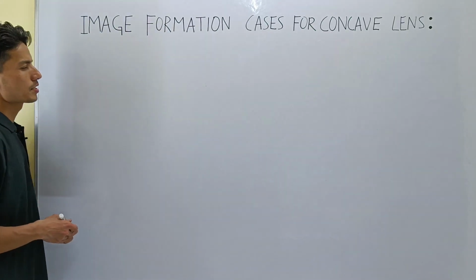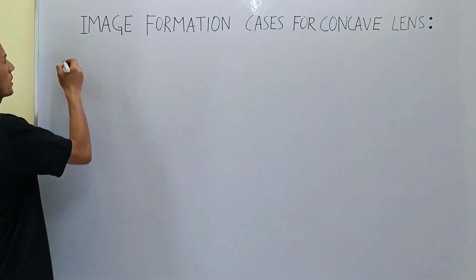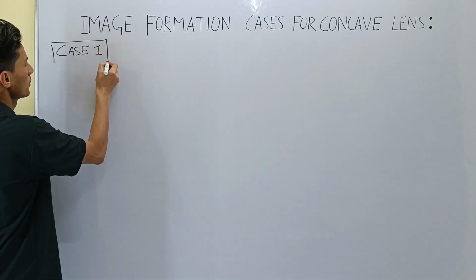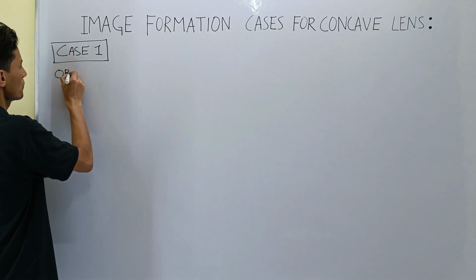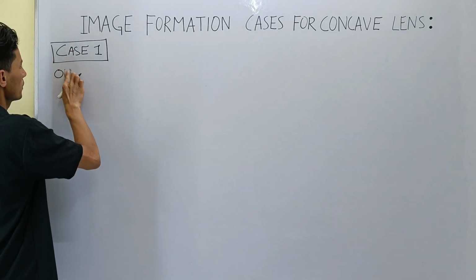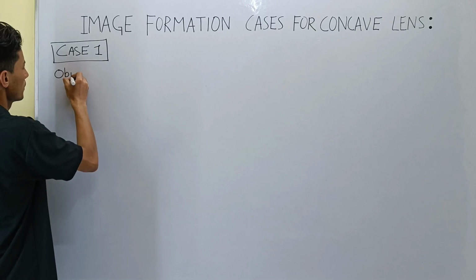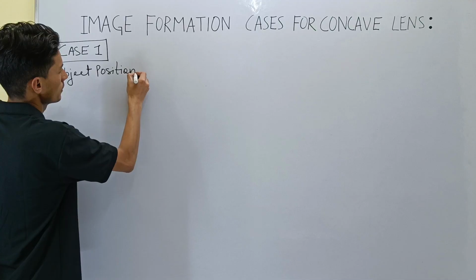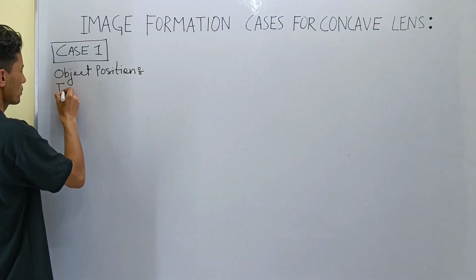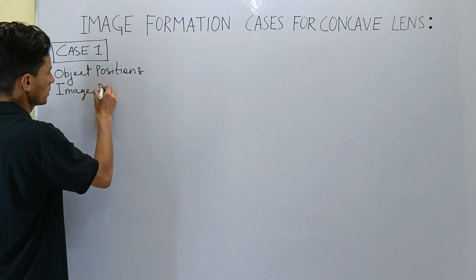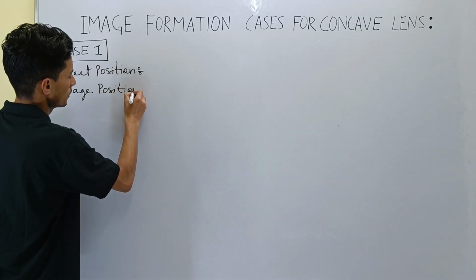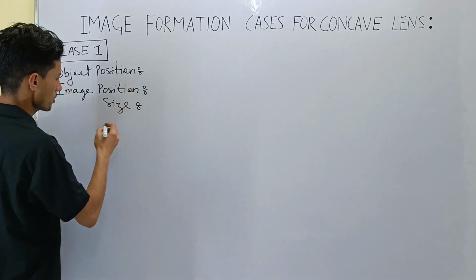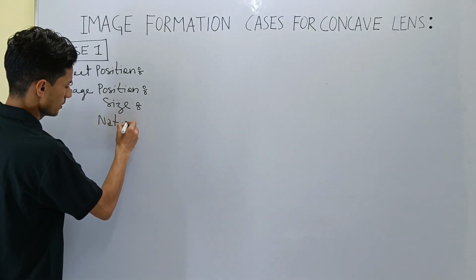So image formation cases for concave lenses. There are two cases. Let us straight away start with the cases. Case 1. So in case 1, the object position means where is the object kept. Then image position, where the image is formed. Then size here refers to the size of the image, and the nature.